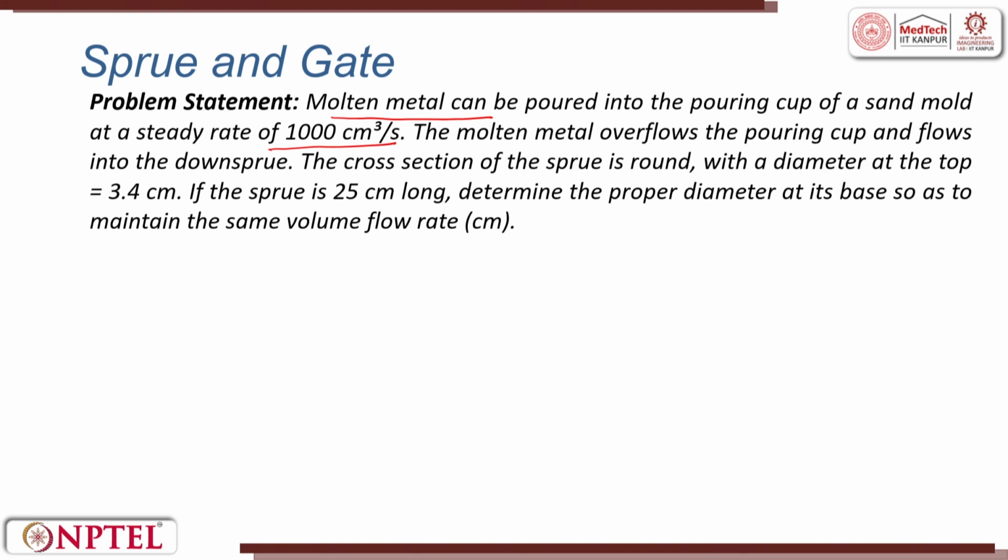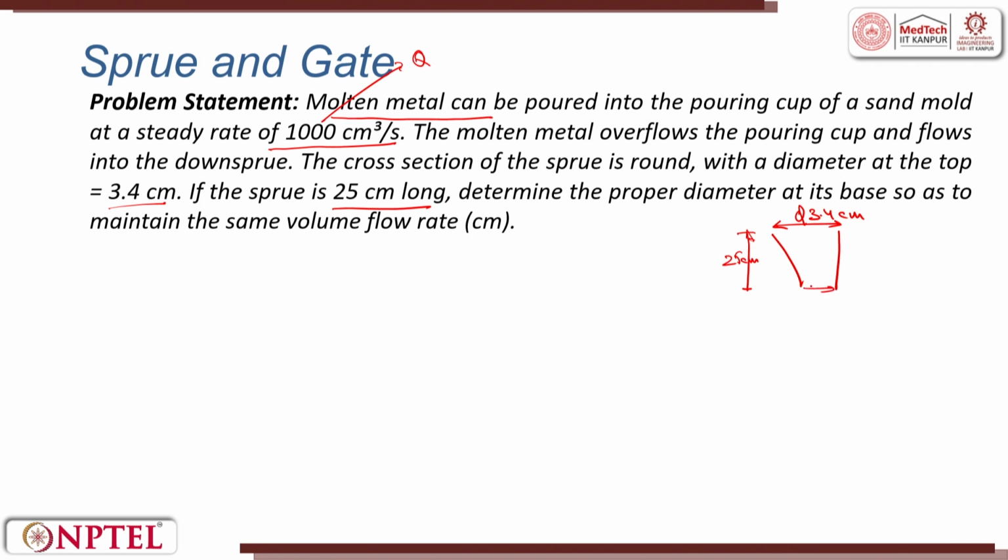We have got the value of Q. This is your Q. The molten metal overflows the pouring cup and flows into the down sprue. The cross section of the sprue is round with the diameter at the top as 3.4 centimeters. Diameter is given at the top. If I design a sprue here, this diameter is 3.4 centimeters. If the sprue is 25 centimeter long, the height of the sprue is 25 centimeters. Determine the proper diameter at its base so as to maintain the same volume flow rate.